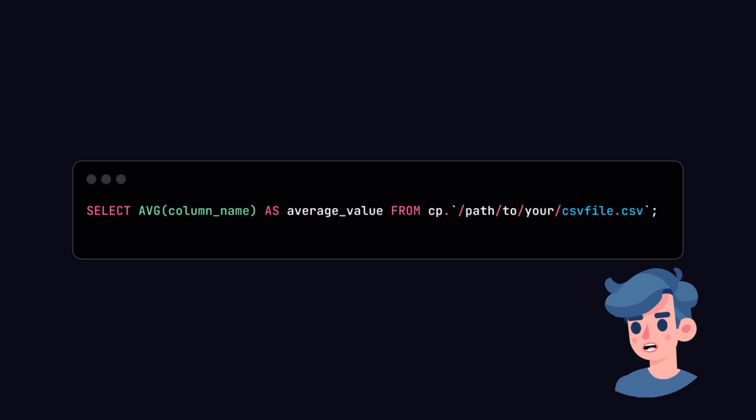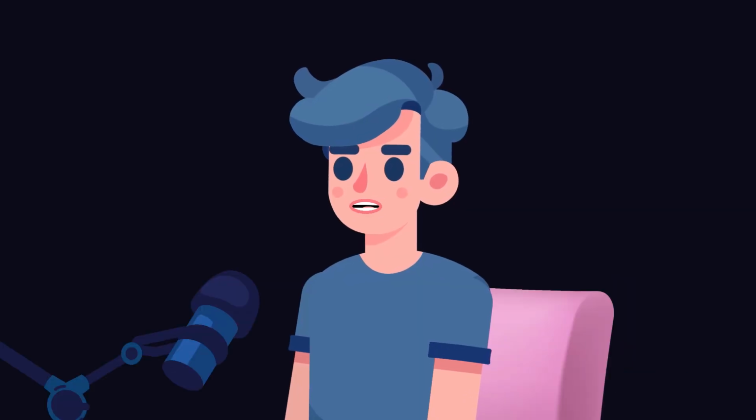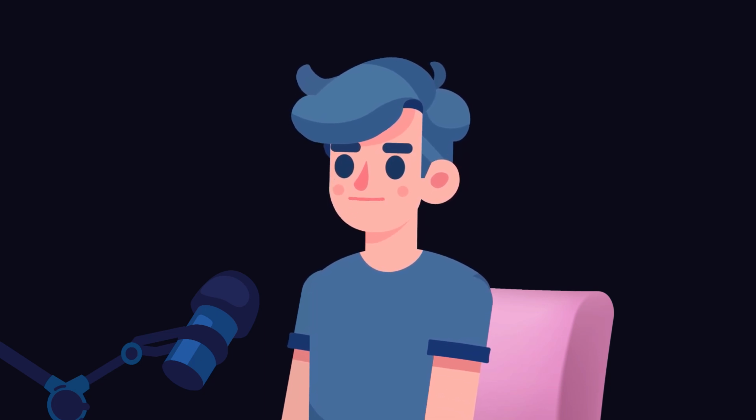Now that we have covered basic querying, let's talk about how to make our analysis more efficient with options like filtering and aggregation. For instance, if we want to summarize data, we can use the following query to calculate the average value of a particular column. This command computes the average of a column in the specified CSV file. You can use similar aggregate functions such as count, sum, min, and max to get different insights from your data.